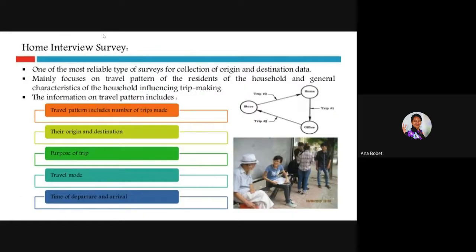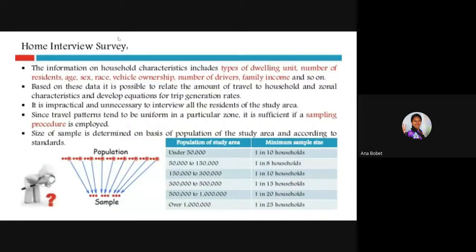So this is an example of a household interview survey. My questions are: number of trips made, where from (origin), where to (destination), what is the purpose of the trip, what vehicle or means of travel did you use, and what time did you leave or arrive at your destination. Very basic. Then, of course, the demographics.